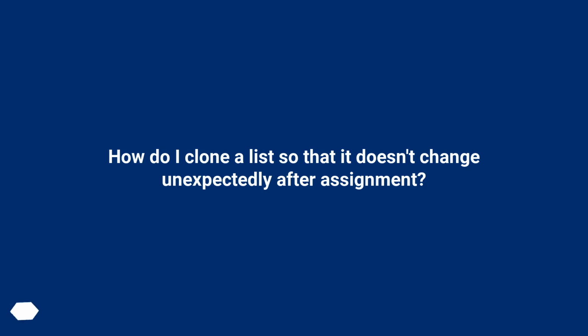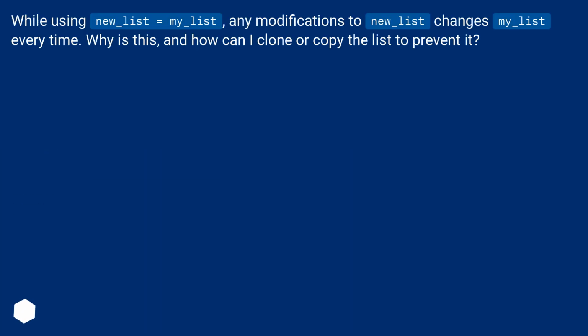How do I clone a list so that it doesn't change unexpectedly after assignment? While using new_list = my_list, any modifications to new_list change my_list every time. Why is this, and how can I clone or copy the list to prevent it?